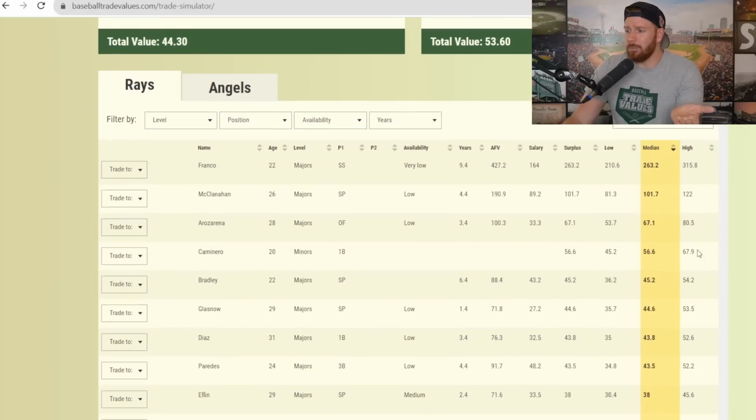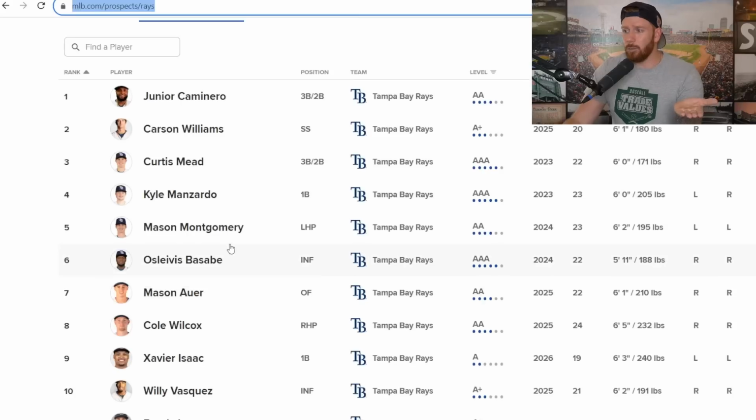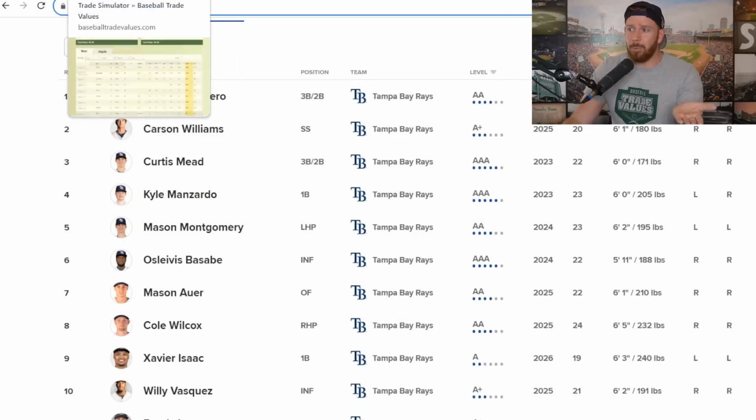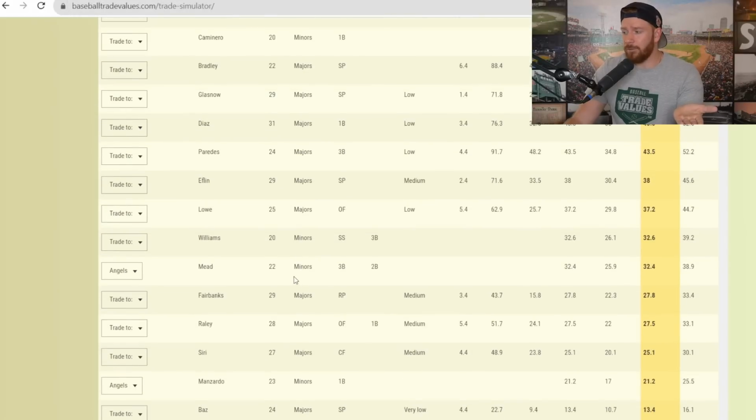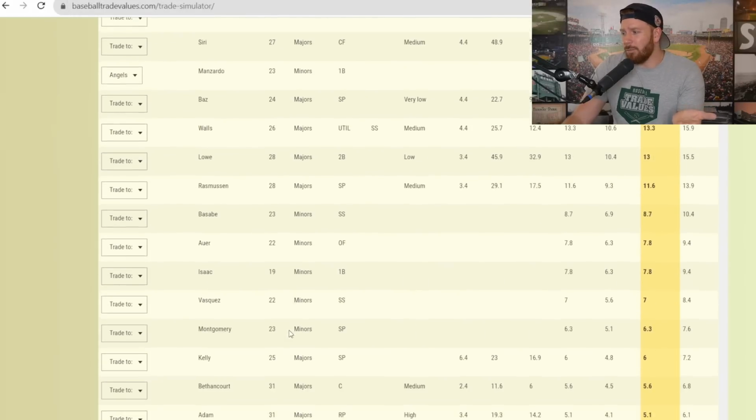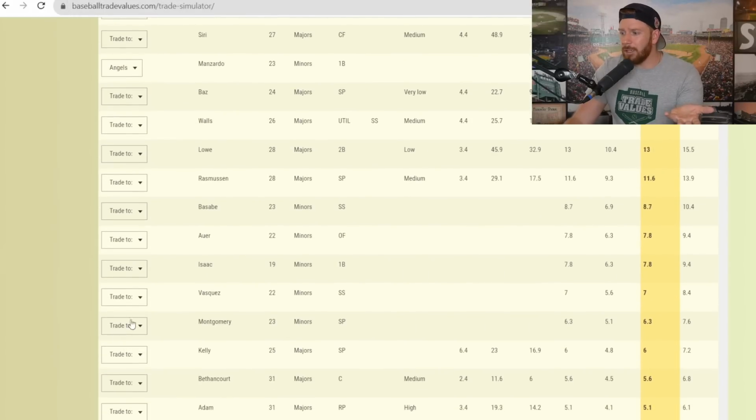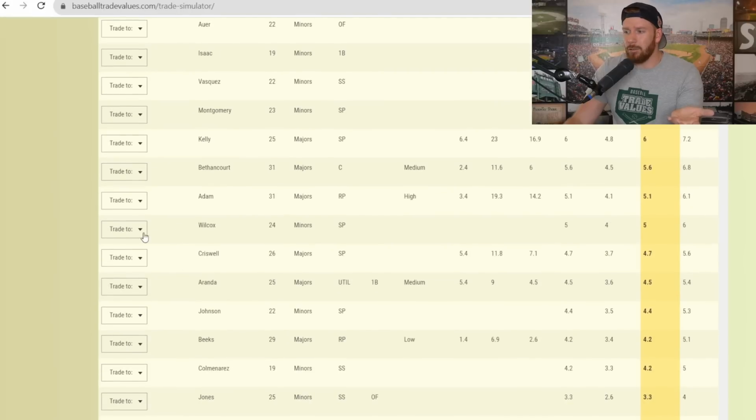So if we go to maybe some pitchers here in the Rays system, you could maybe do Mason Montgomery, maybe a lower one like a Cole Wilcox. If I put in Mason Montgomery here, you're looking at right around 6.3 million. And if you did Cole Wilcox, you're looking at like 5. So let's go with Montgomery, since he is the number 5 prospect. You know, hey, you're going to have to give up some good prospects here to land Ohtani. So let's go with Montgomery here.